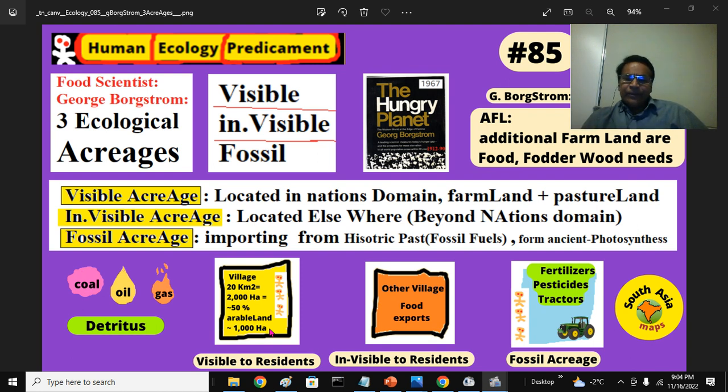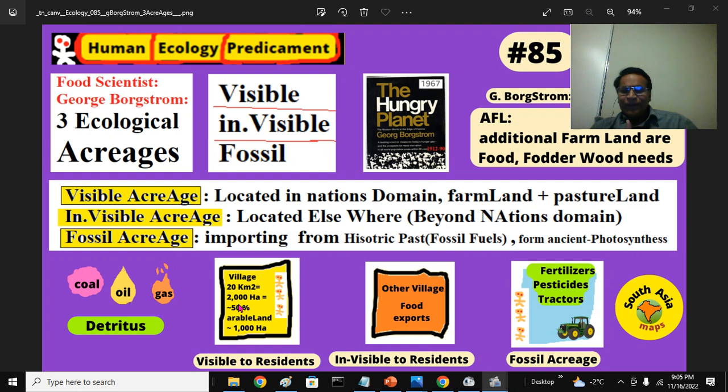The region where I come from, Rayalaseema in the Deccan: 20 square kilometers means 2,000 hectares, which is roughly 5,000 acres of land in a village. Fifty percent is arable, farmable, roughly 1,000 hectares. This is visible to us in our village. Let's say 300 people live in this village. All the food, fodder, and wood requirements come from this village, presumed totally isolated, and nowhere else. That is visible acreage, where you can see.